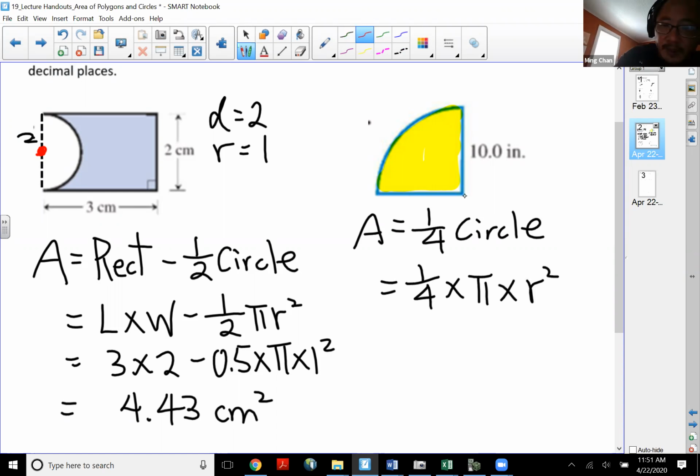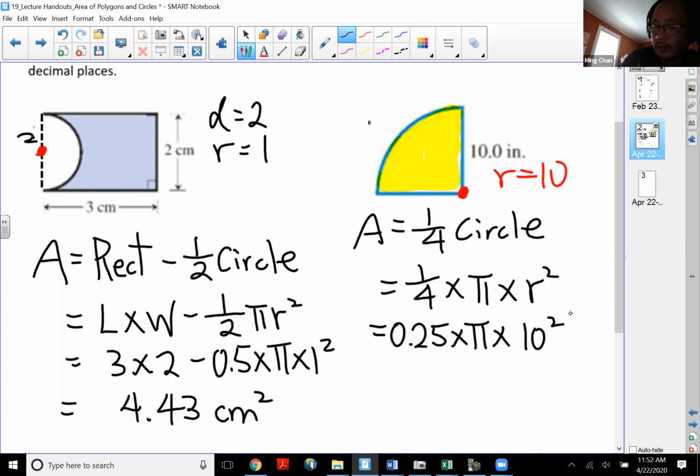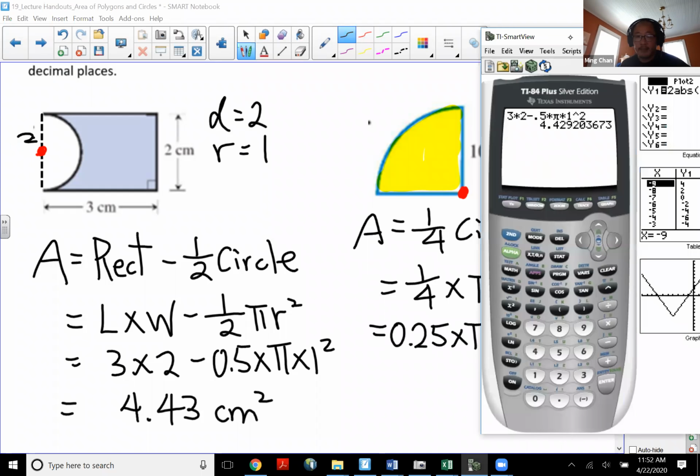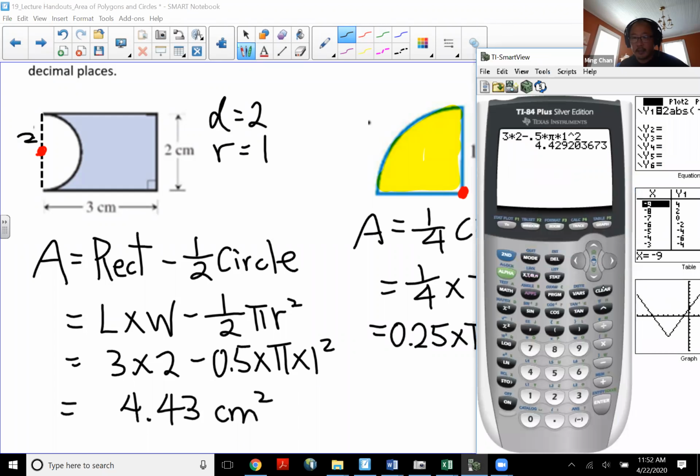So previously we said that to know this is a quarter of a circle, this point right here has to be the center. Therefore, the 10-inch given to me has to be the radius. So for this problem, we'll just say 0.25 times the pi key times 10 squared. Oh, for God's sake, 10 squared is 100, not 20. So I'm just going to put it in a calculator, let the calculator do it for me.